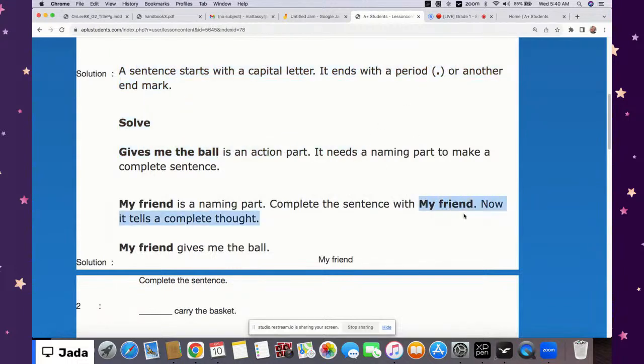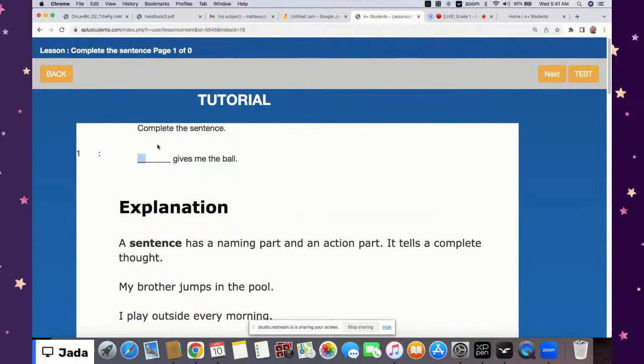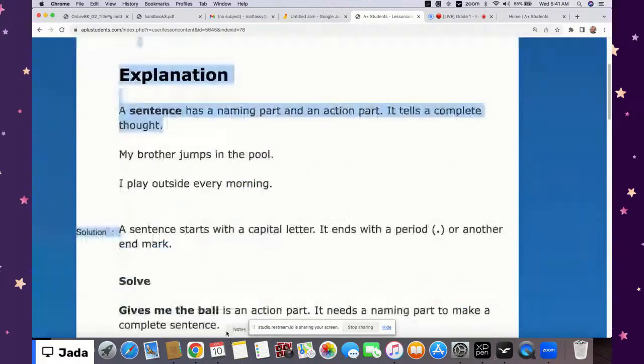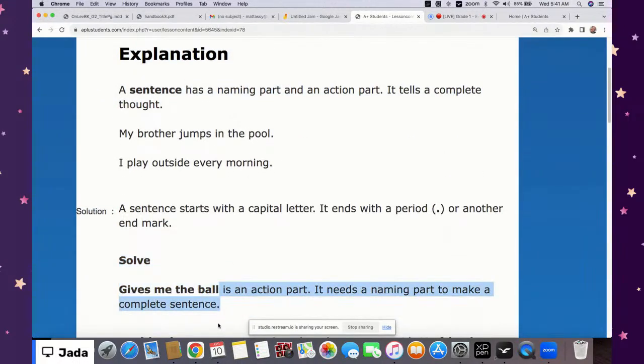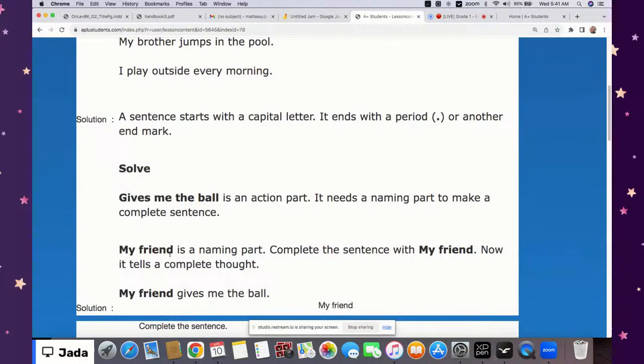Why is it bold? It's in bold because that is the right answer. It's just highlighted for you to know the answer that is meant to be here. This is the empty space. So it is put in bold because it's highlighted for you to know the answer. My friend is the naming part, just for you to be able to differentiate. Gives me the ball is an action part. Okay?